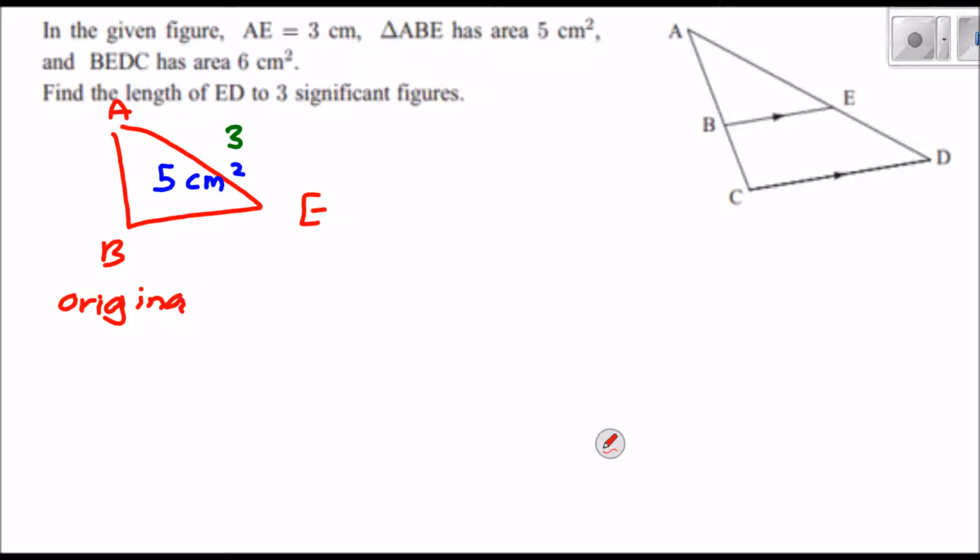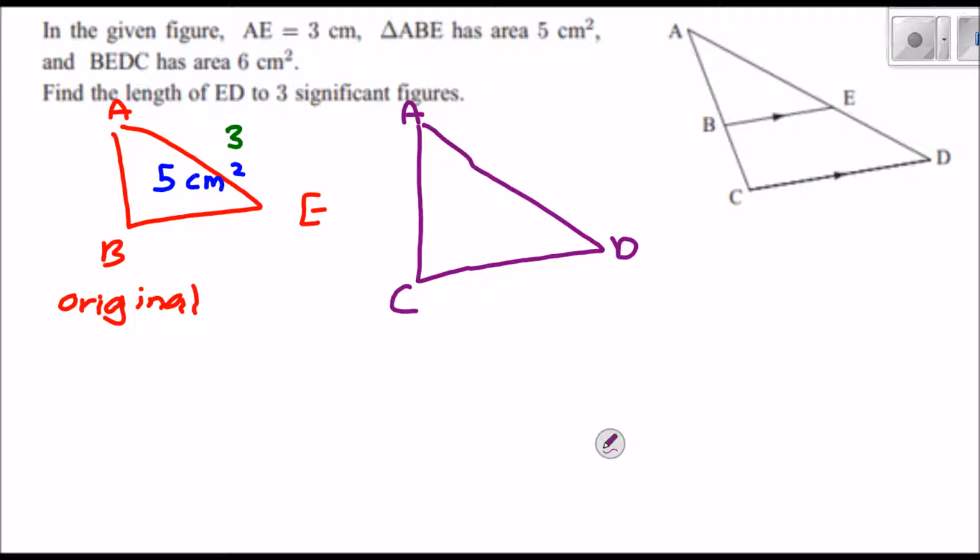You could have done it the other way around, but I'm choosing to do it this way. I personally find it easier to put the original as the one that we know the length of. Then let's do the big one, which we know fewer lengths of. So we've got A, B, and C.